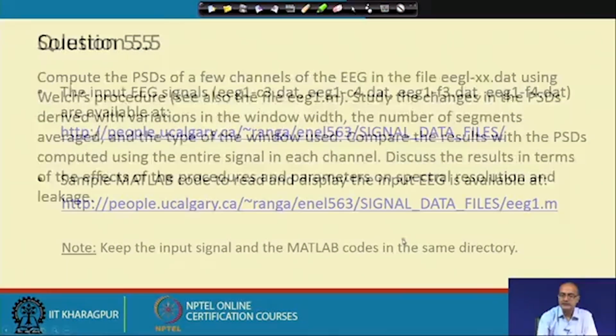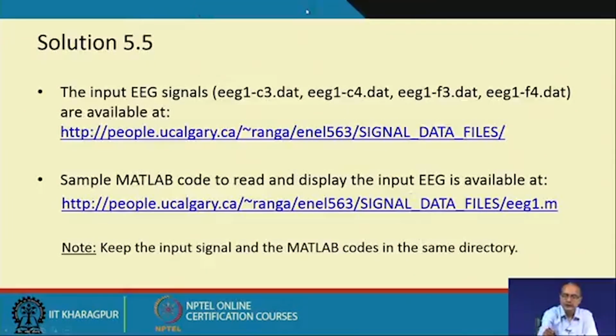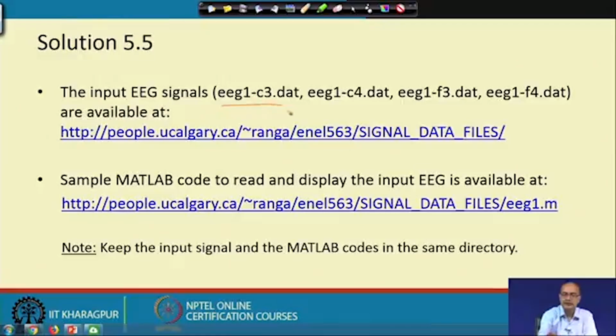So, to start that, first we have to download the signals. Four EEG signals are given: F3, F4, C3 and C4. They are given here in this location, and the corresponding MATLAB file to read and plot them is given here. So, we need to keep them in the same directory, that is the working directory of MATLAB.